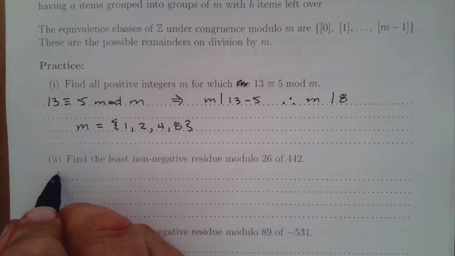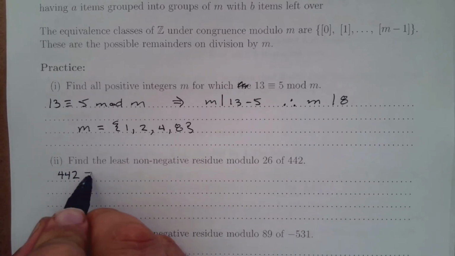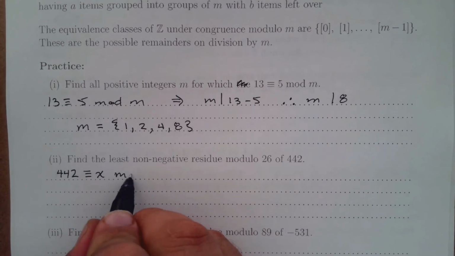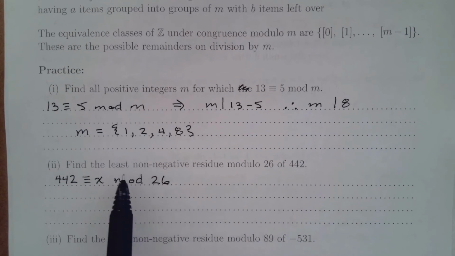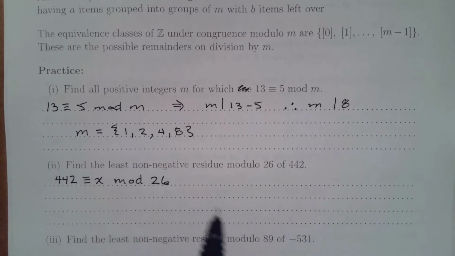So in other words, if we were going to write this as a congruence relation, this is saying that 442 is going to be equivalent to x mod 26. So in other words, what's going to be the remainder when 442 is divided by 26?